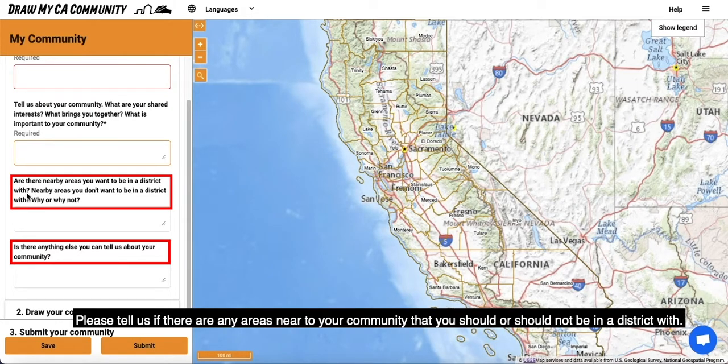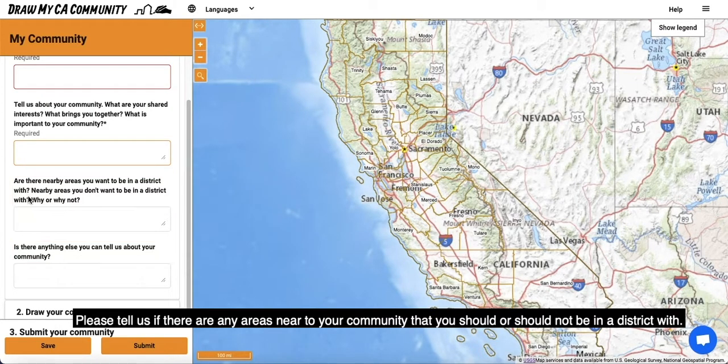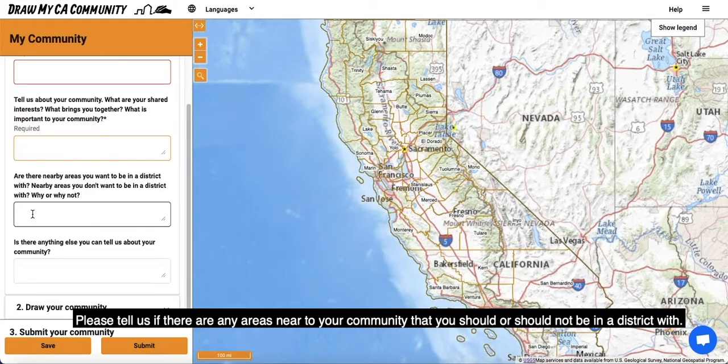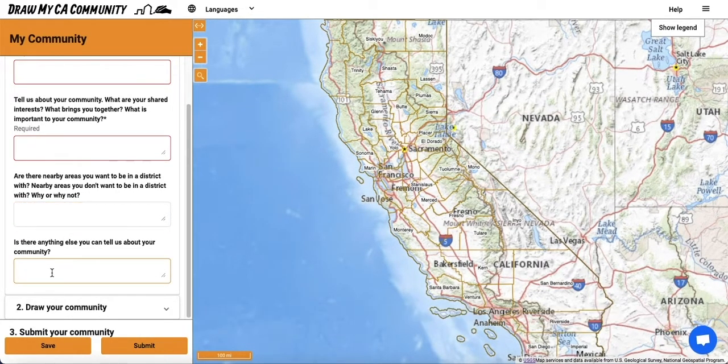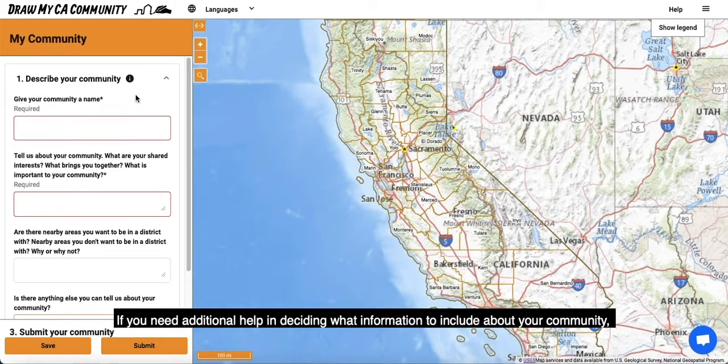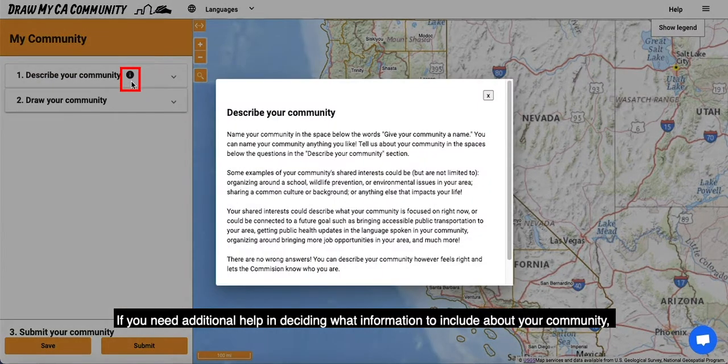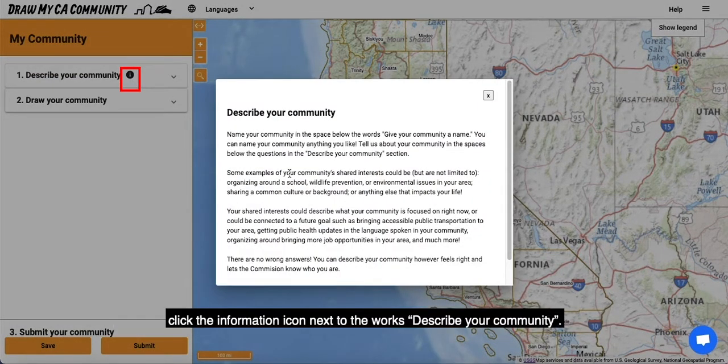Please tell us if there are any areas near to your community that you should or should not be in a district with. Finally, please include any additional information about your community you'd like to share with the Commission. If you need additional help in deciding what information to include about your community, click the information icon next to the words Describe Your Community.